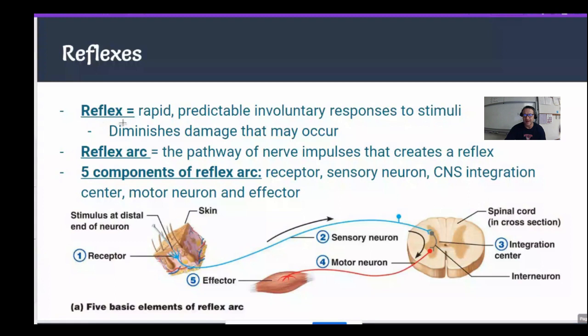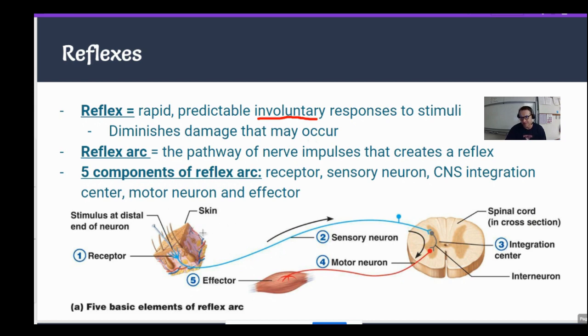Okay, so what is a reflex? It is rapid. It happens very fast. It's predictable, so it's consistent. If you tap somebody just below their patella, their kneecap, it triggers the patellar reflex and makes them kick their leg. You've probably had that at the doctor, where they hit you with that little rubber hammer. It's involuntary, so it happens all by itself. You don't have to think about doing these reflexes, and they are responses to various stimuli. Now, why are they important? Well, in many cases, they diminish damage that may occur.